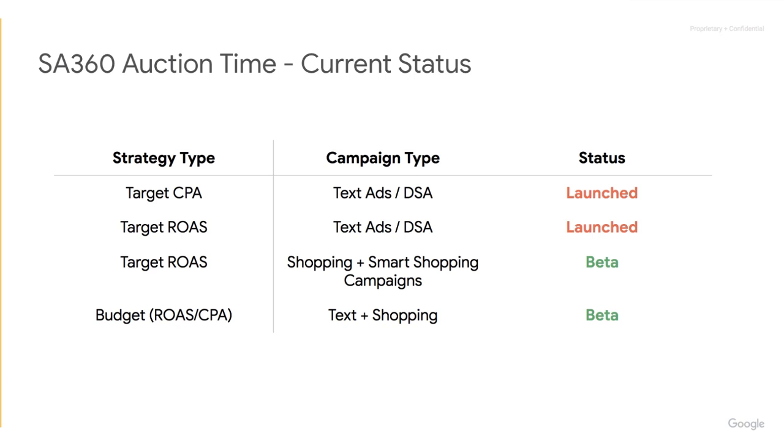One thing we can add here is if you're working with your account manager, you can speak to them about whitelisting you for the beta, and they should be able to help you out there. We're planning to launch all of these within Q4 itself, so you can also wait until they're fully launched.